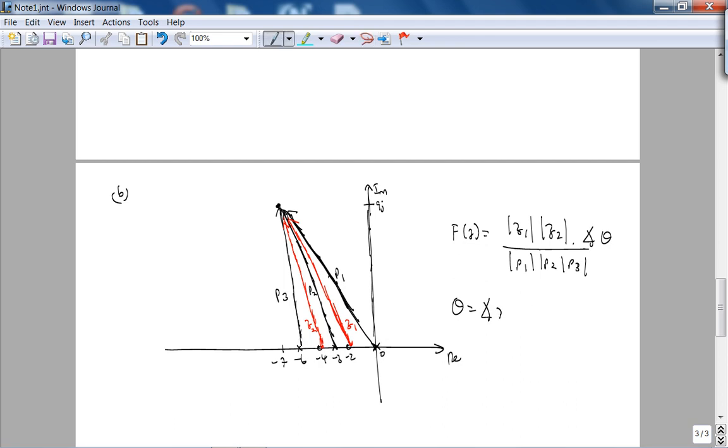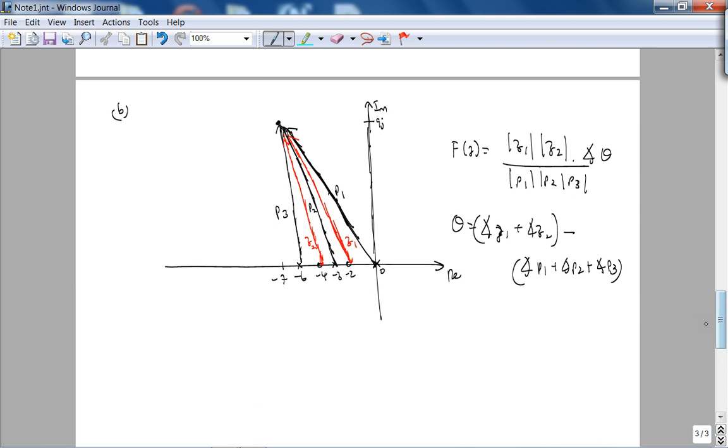So you have angle z1 plus angle of z2 minus the sum of the angles of pole 1, pole 2, plus pole 3. And if we evaluate this, we will get f of z is approximately the same thing, that is 0.096 at an angle of 118.69 degrees. Okay. Again, this doesn't illustrate the power of this method.